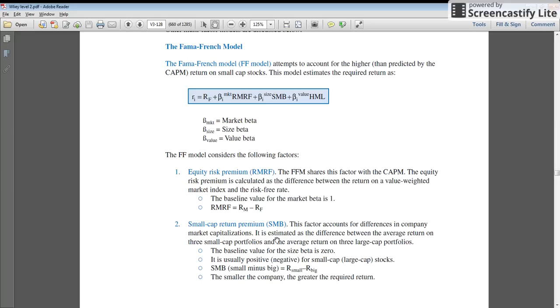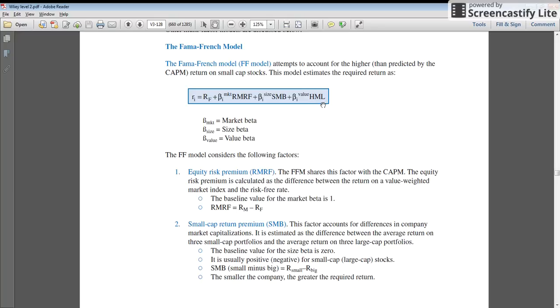SMB is the small minus big premium. This is the premium that exists in the market for small cap companies minus large cap companies, right? As we discussed in the Excel sheet, small cap companies are expected to have a higher risk profile. Large cap companies are expected to have a lower risk profile. So on average, the difference between the returns that you earn on these two types of stocks is your SMB.